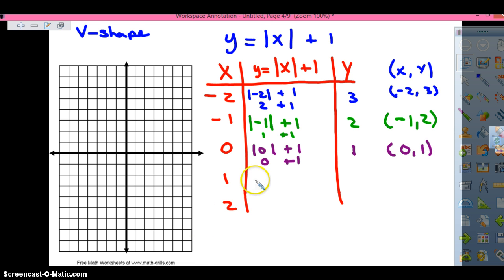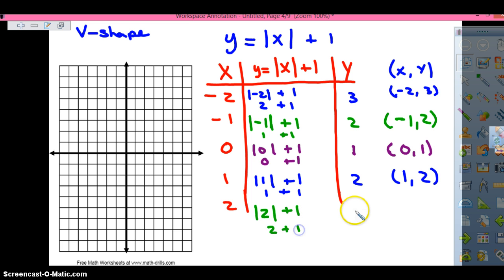If we have the absolute value of number 1 plus 1, the absolute value of a positive 1 is just the same positive 1 plus 1, which equals 2. Our next ordered pair is 1 and 2. We substitute 2 for x, so the absolute value of 2 plus 1, 2 plus 1, which is 3, and our last ordered pair is 2, 3.